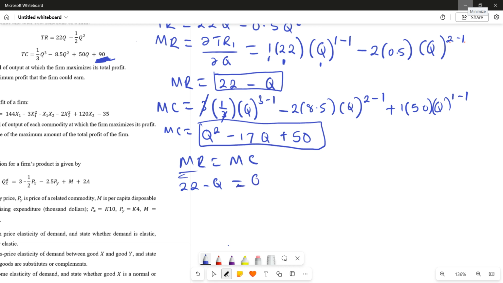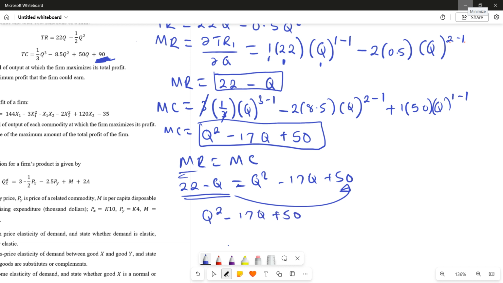Okay, so this is equal to q squared minus 17q plus 50. Great. Now, can we make this whole thing as one equation? We need to make this whole thing as one equation. So what we're going to do is get the 22 minus q and take it to the other side, so that it comes this side. Let's transpose. Which means that we're going to have q squared minus 17q plus 50.